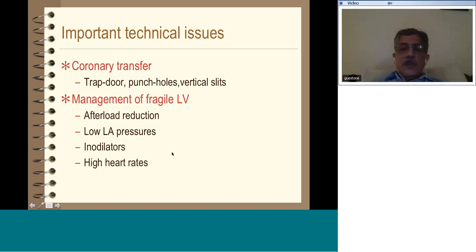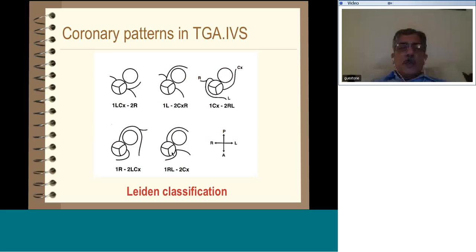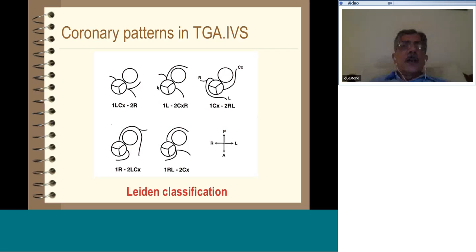So it's important to be familiar with the coronary anatomy in these patients, because that affects the way that one creates the coronary transfer during the arterial switch operation. The description is usually based on the sinus of origin and which coronary artery is coming from what sinus. And the Leiden classification is what is most popularly used.